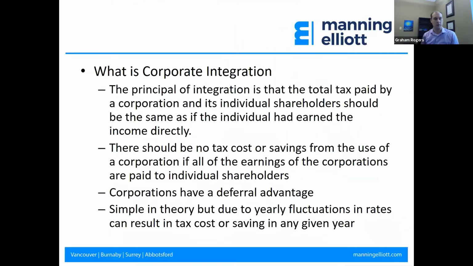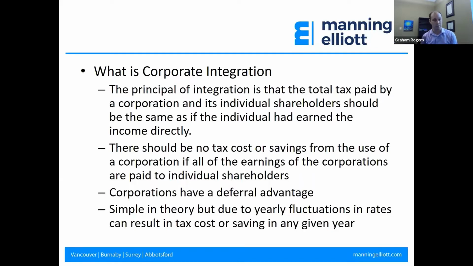So, what is corporate integration? The principle of integration is that the tax paid by a corporation and its individual shareholders should be the same as if the individual had earned the income directly. So whether the income is earned by a corporation or personally, the theory is that there should be no tax cost or savings if all of the income is paid to the shareholders.